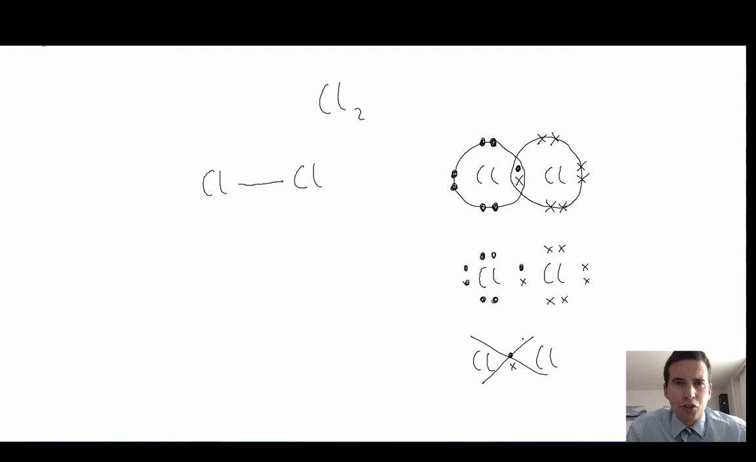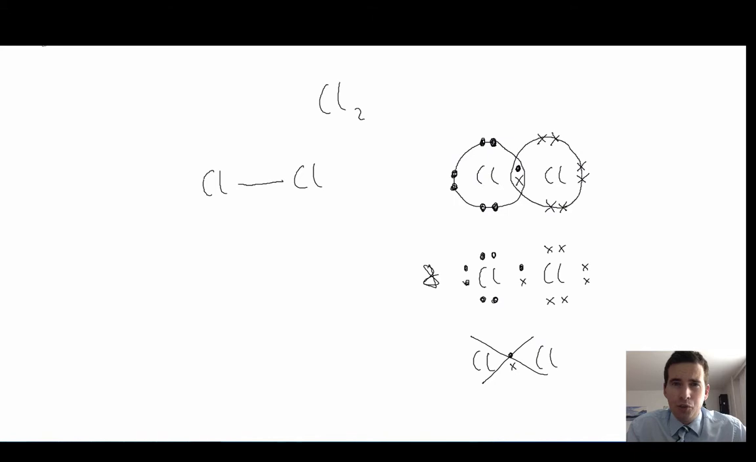I prefer putting in the circles, which is what I'm going to continue doing. I think it shows the overlap between the different elements better. But if you prefer this version here, that's also fine, as long as you get the right amount of electrons in the right places. So what actually is a covalent bond?